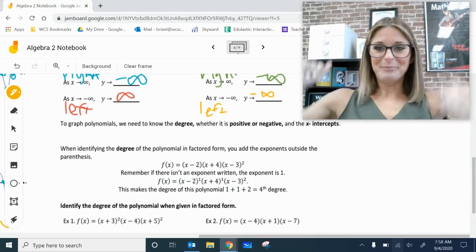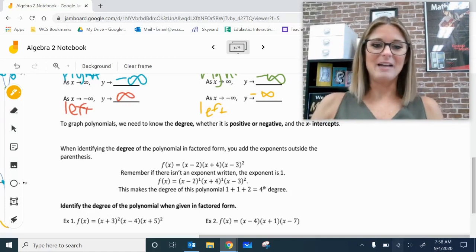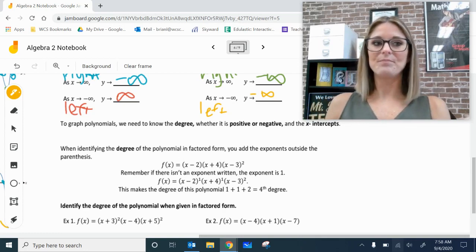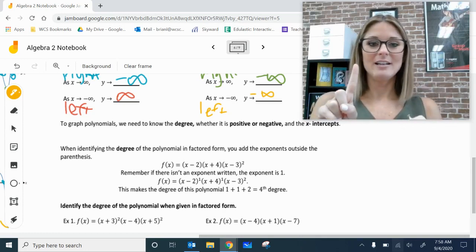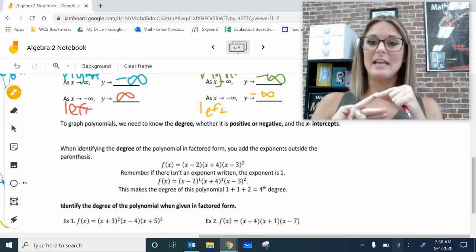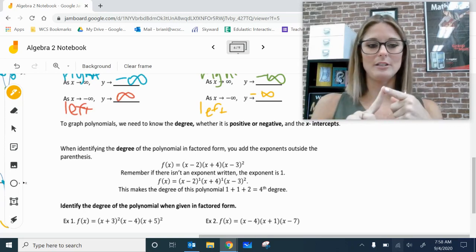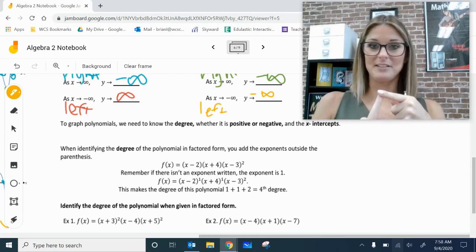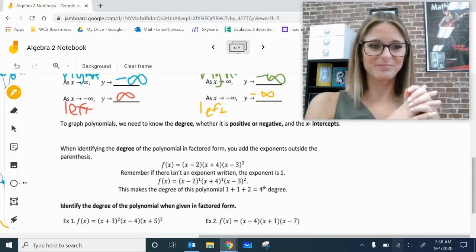To graph polynomials, all right, so we are going to put our hands on graphing some polynomials ourselves. I love doing this. It just takes a little bit of build up to get there. So we need to know the degree, whether it's positive or negative, and the x-intercepts. We've already kind of touched on degree. Let's go one step further with degree. We've talked about positive and negative, and you know what x-intercepts are. So this should go pretty quick, and we can start graphing.